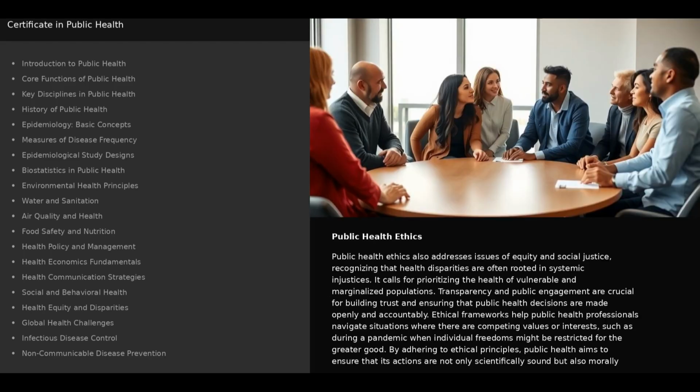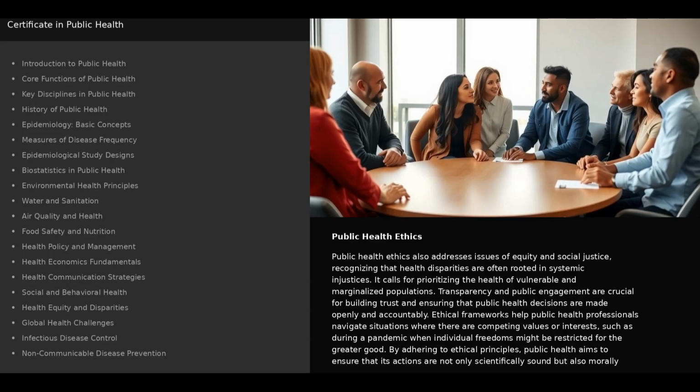Public health ethics also addresses issues of equity and social justice, recognizing that health disparities are often rooted in systemic injustices. It calls for prioritizing the health of vulnerable and marginalized populations. Transparency and public engagement are crucial for building trust and ensuring that public health decisions are made openly and accountably.